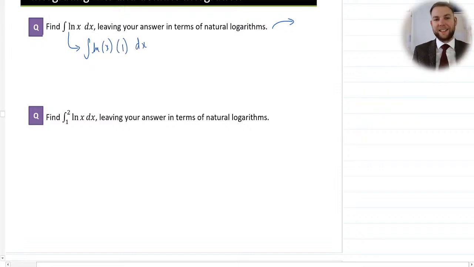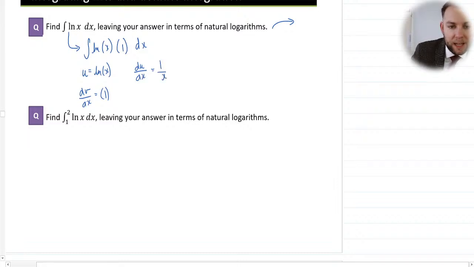Now, obviously, that's exactly the same, isn't it? Anything times by 1 is just itself. I'm going to say that u is equal to ln of x. I always set u as ln of x, or an x to the power, so it differentiates to a coefficient. And then I'm going to set dv by dx as that 1 I've just inserted. If I differentiate u, I end up with du by dx is equal to 1 over x. If I integrate dv by dx, I end up with v is equal to x. Now you're going to see why this is important in a second.